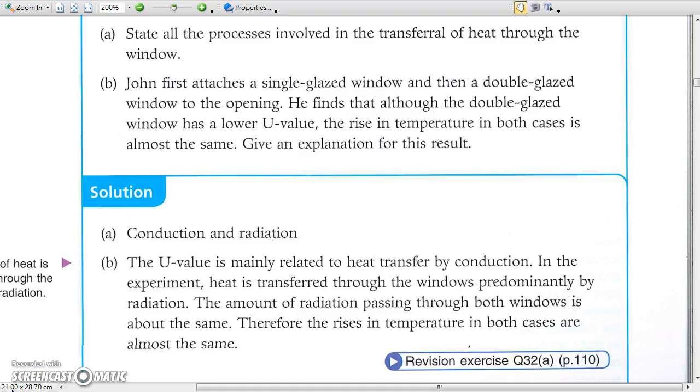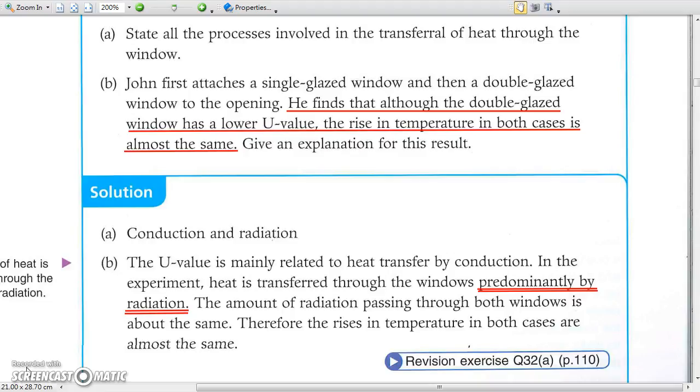In part B, we find that the total heat transfers in both cases are similar, although the double-glazed window has a lower U value, being a better heat insulator. The explanation is that heat transfer by radiation is very much more than that by conduction. So the reduction of heat conduction does not reduce the heat transfer much.